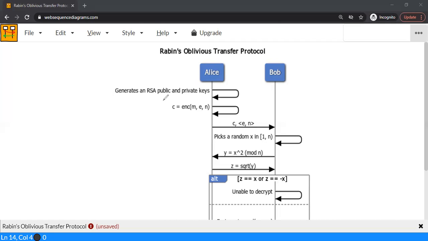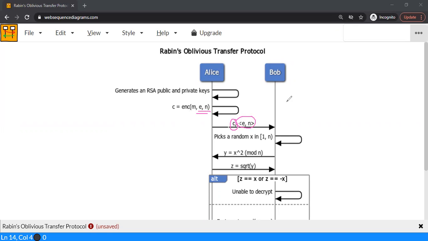And then Alice goes ahead and sends the ciphertext C. As you can see, the ciphertext C is over here. Alice sends the ciphertext C and her public key. This is her public key, E comma N. See here, E comma N. This encryption is RSA public key encryption. So Bob can't do much with C because from C, we can't extract M. That's the RSA problem assumption.